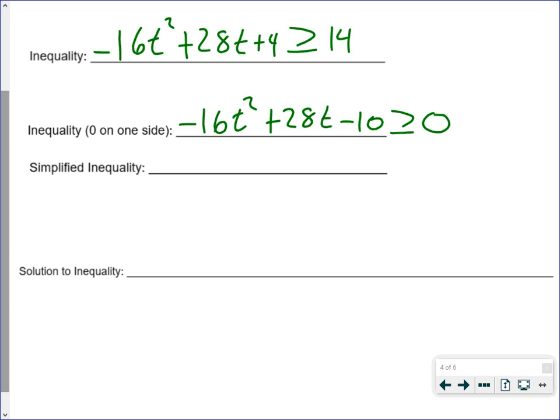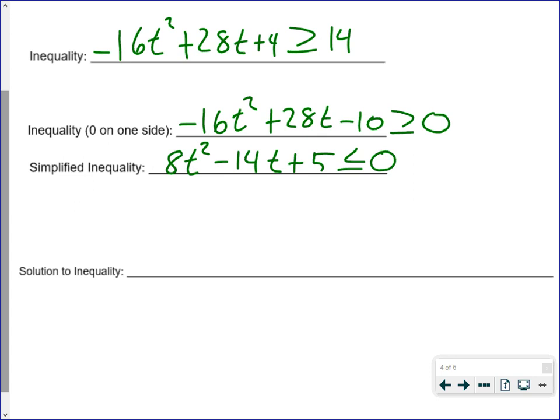So when you simplify the inequality, we can see negative 16, 28, and negative 10 all have a common factor of 2. So I'm actually going to divide by negative 2 to get the a and the c positive. So I end up getting 8t squared. 28 divided by negative 2 is negative 14t. And negative 10 divided by negative 2 is positive 5. And if you divide by a negative, you flip the inequality. So that becomes less than or equal to 0. 0 divided by negative 2 is still just 0.